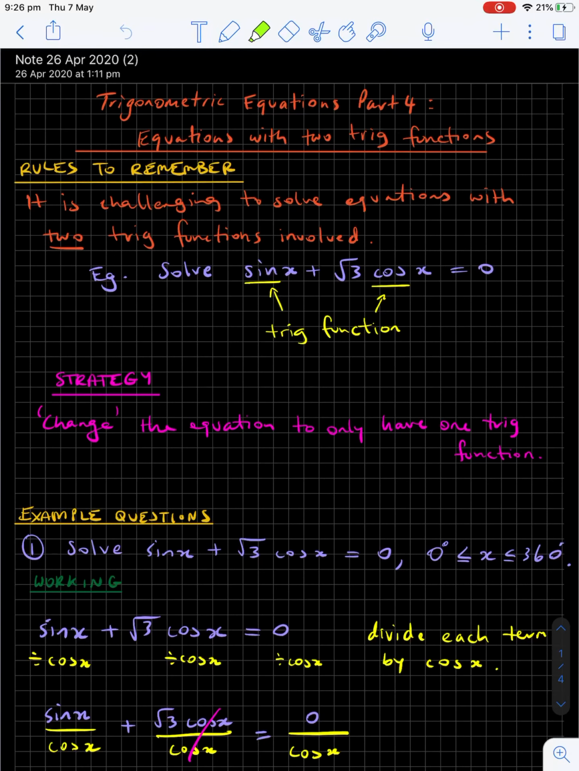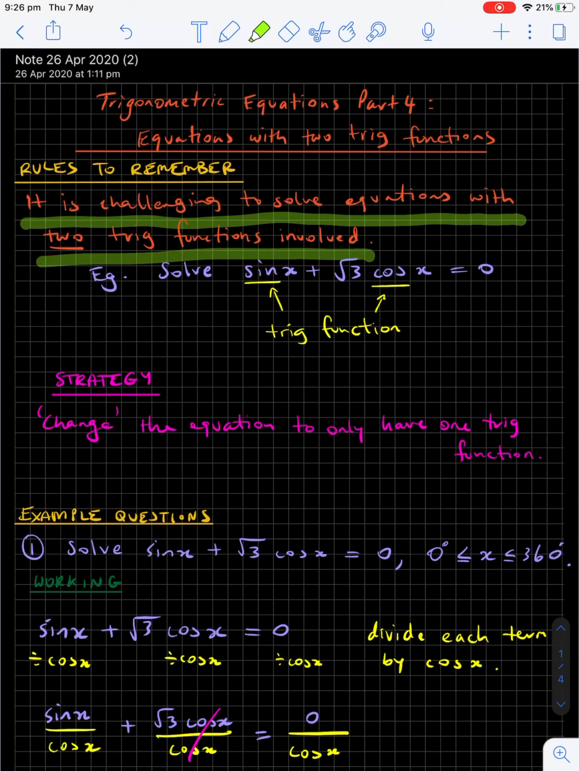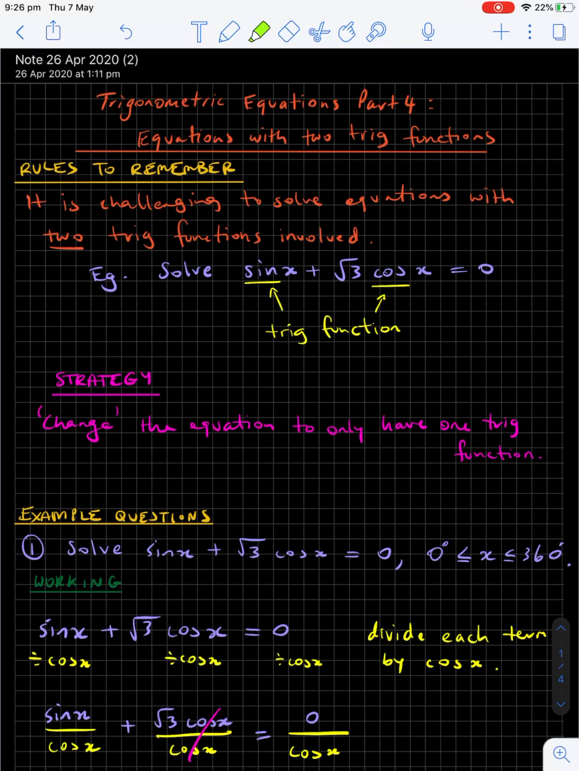Hi guys, this is trigonometric equations part 4. So they're dealing with equations with two trig functions in them. It is challenging to solve equations with two trig functions involved. The ones that we've done previously have only had one trig function in them.